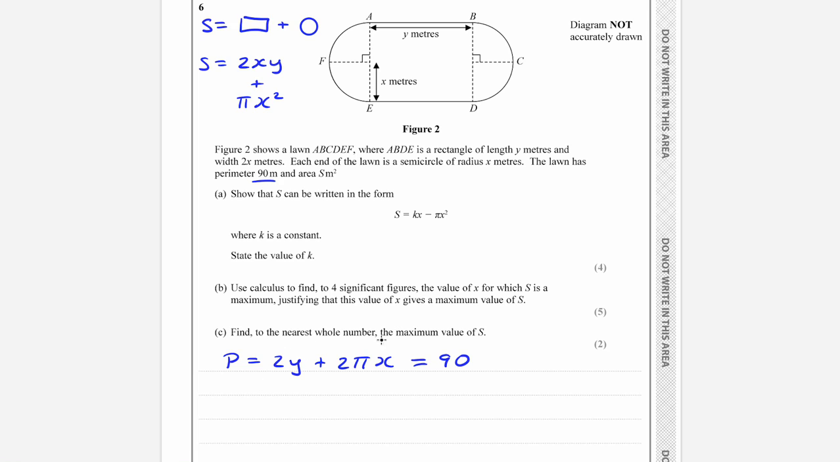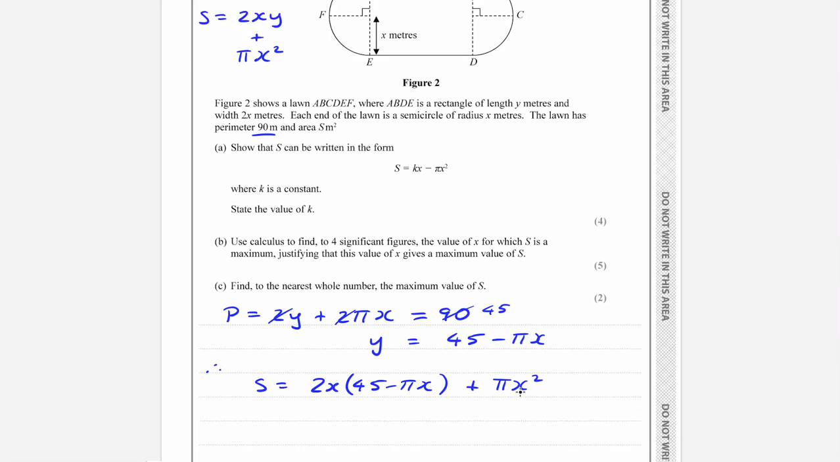By the way, I can divide by 2 here. So 2, 2, and 45. And then I'll subtract this. So y is equal to 45 minus pi x. Therefore, s is equal to 2xy, so 2x times this, 2xy, that's my y, 2xy plus pi x squared.